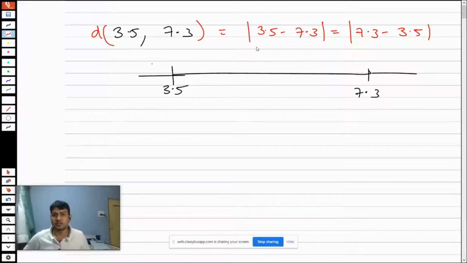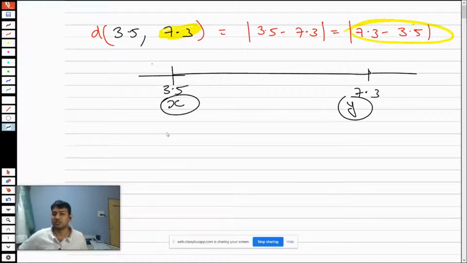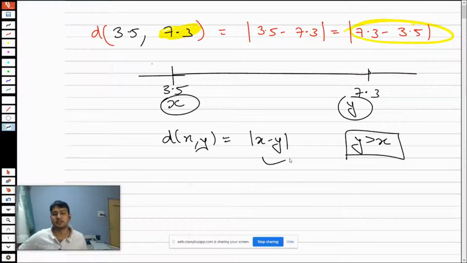Okay, in certain situations it might not be obvious to us which number you should subtract from. In this case, I know for a fact that 7.3 is larger, so I would go ahead with this kind of nomenclature. But if I ask you the distance between points X and Y, then you do not know exactly which of these points is larger. So the general way to write it is that the distance between the points X, Y is equal to mod of X minus Y. Then it does not matter, even if Y is greater than X, this is going to be the right thing.